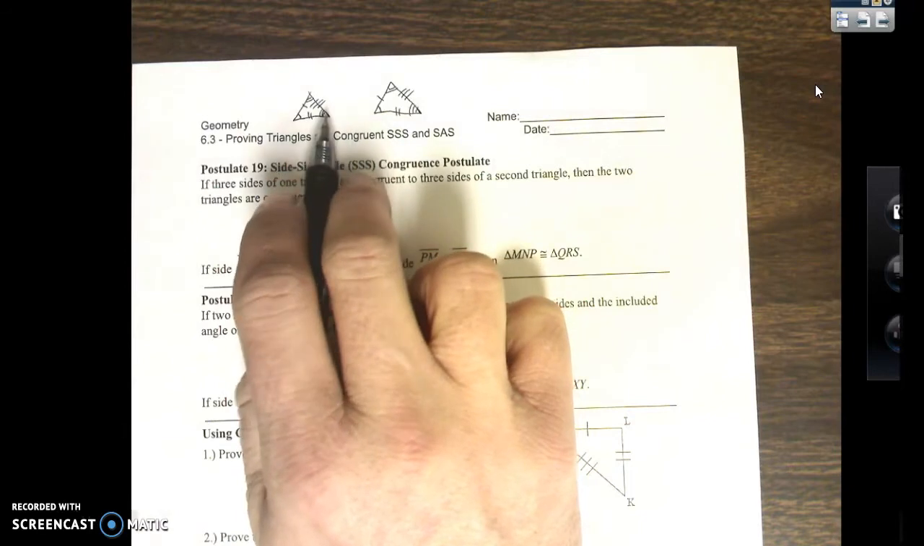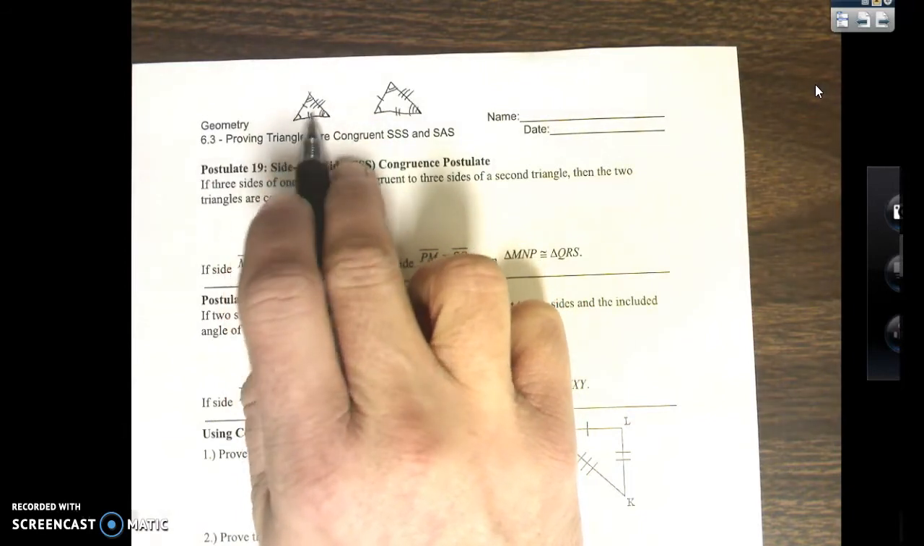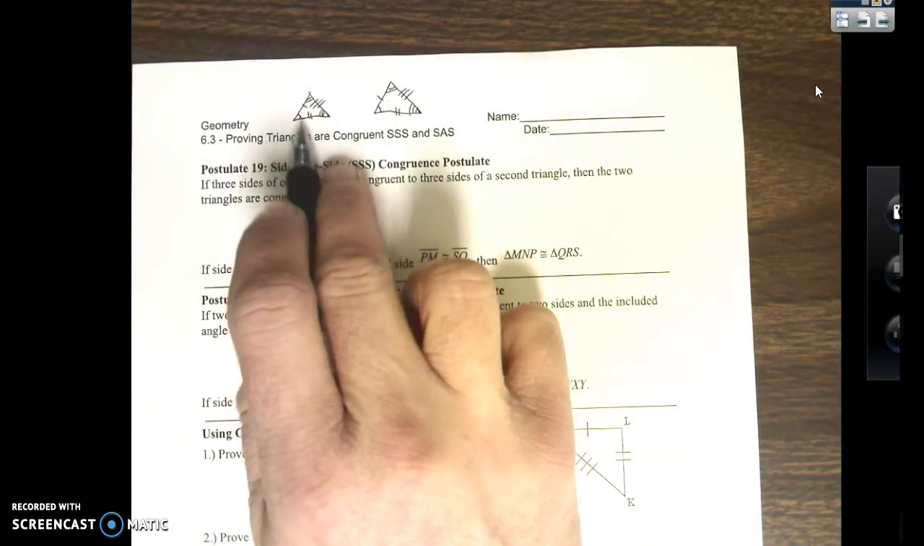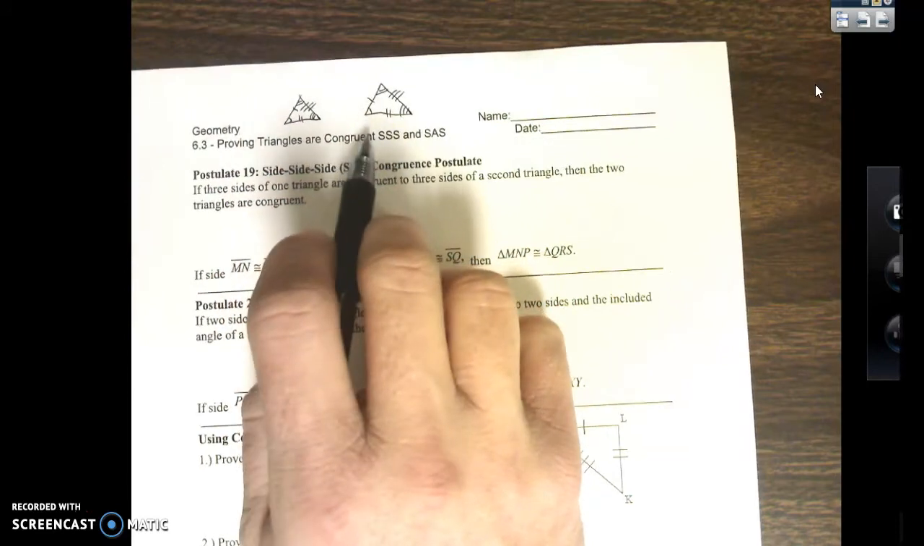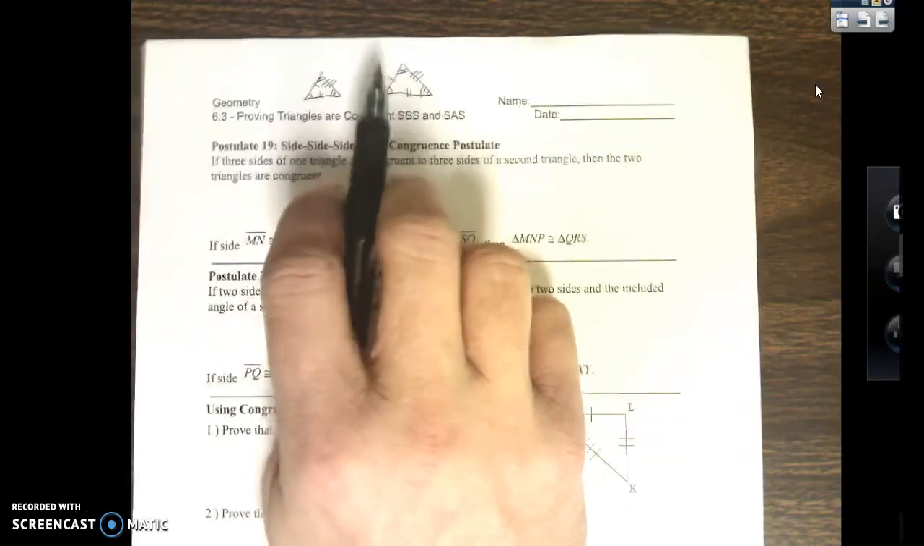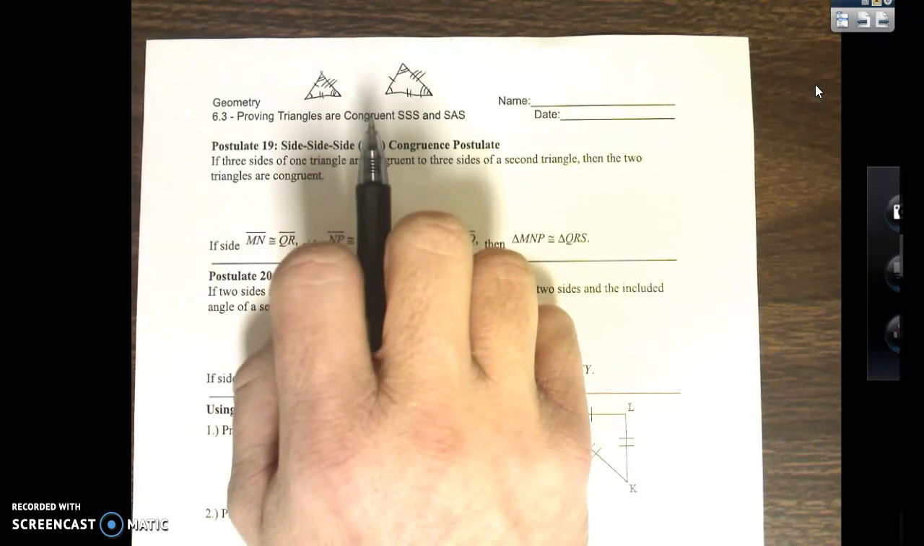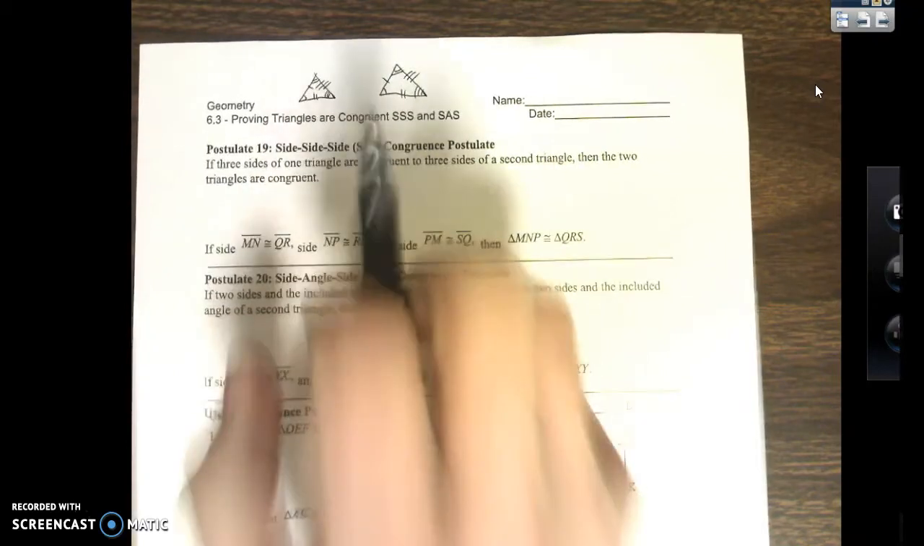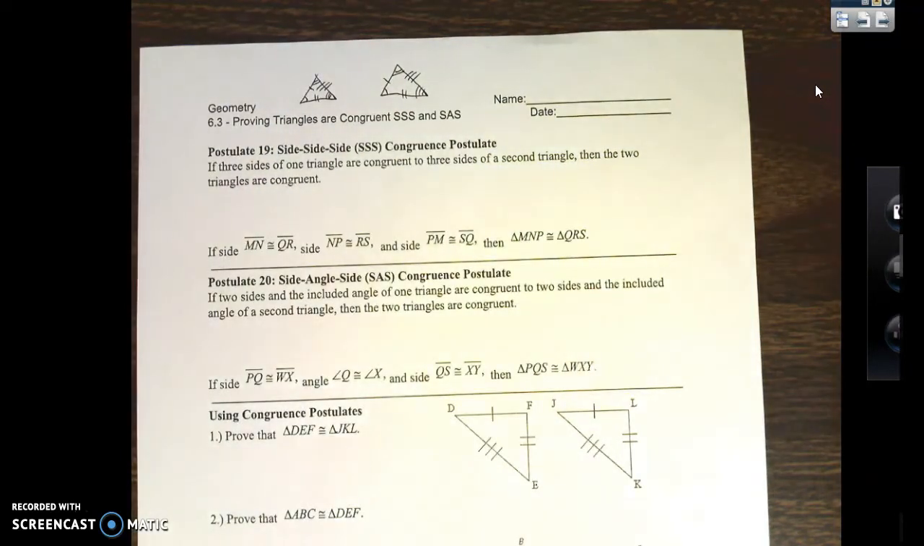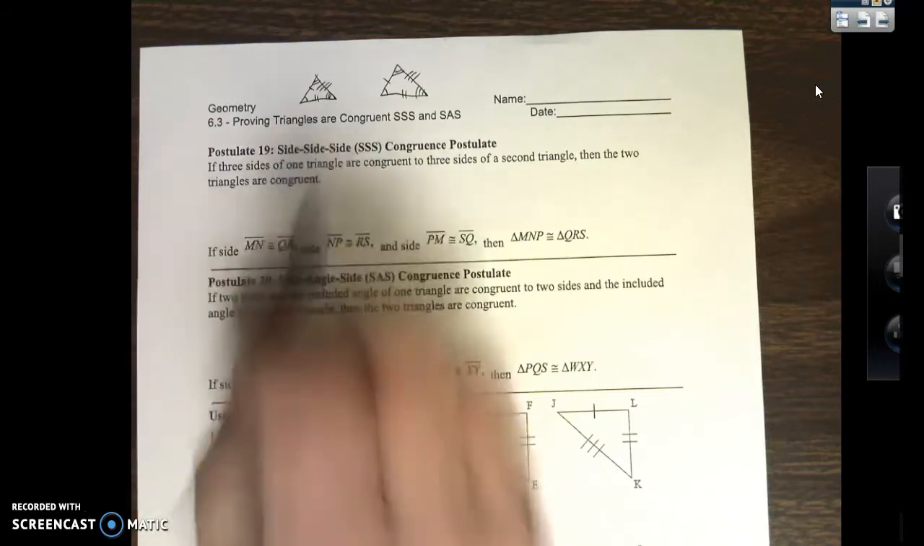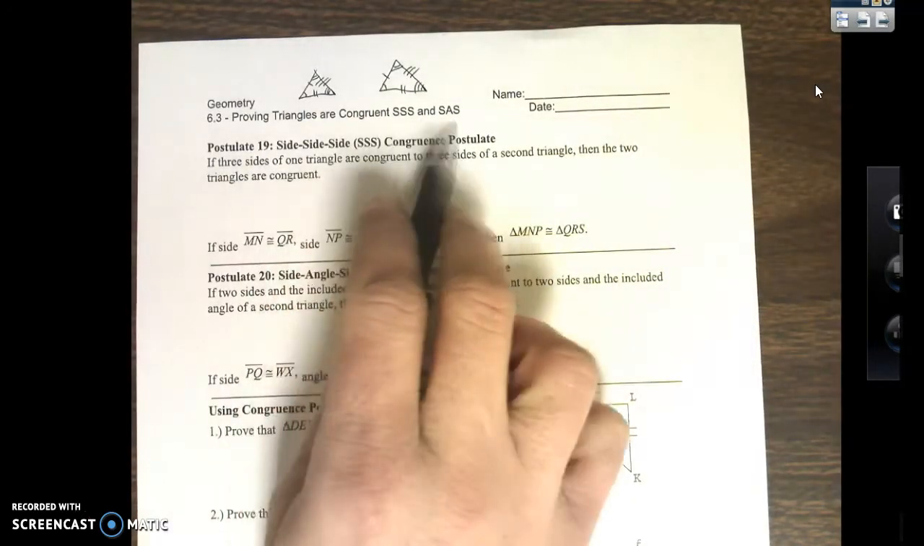So hopefully you guys are comfortable with the fact that the tick mark means the sides and the little half semicircles inside there are your angles, okay? Well, what if we don't have everything? Can we still prove triangles are congruent? Well, the answer is that we can, and we have a bunch of things that we can use to prove it. We have these postulates, okay? So today we're going to talk about proving triangles congruent by SSS and SAS.